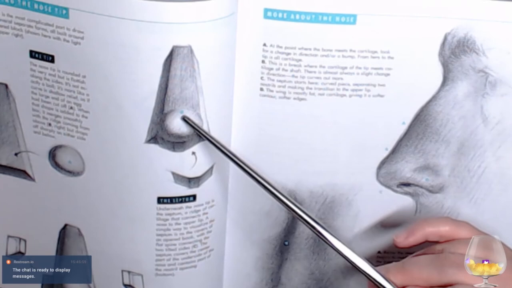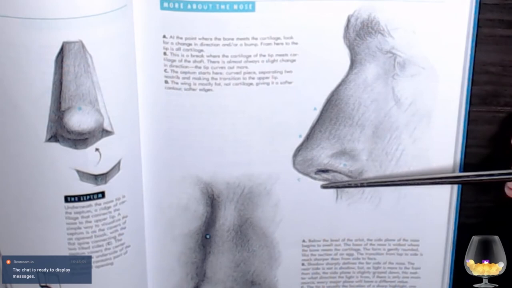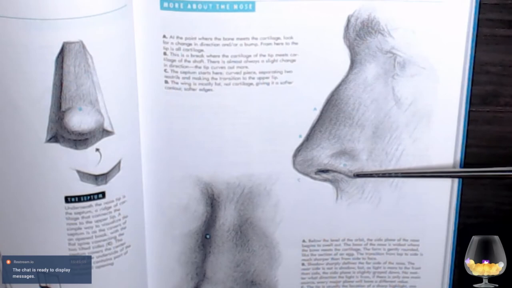C, over here, the septum starts here in a curved piece separating the two nostrils and making the transition to the upper lip. D, the wing is mostly flat, not cartilage, giving it a softer contour, softer edge look.